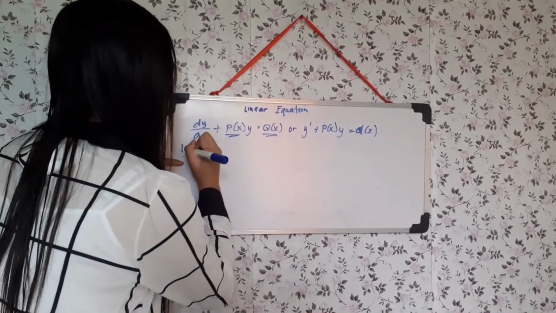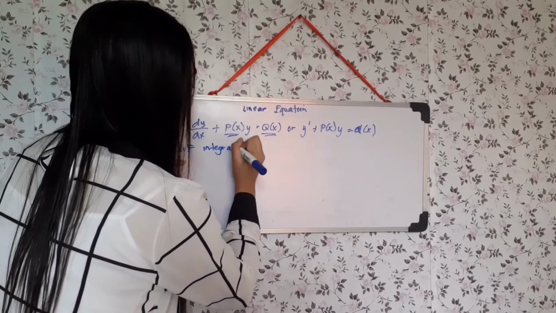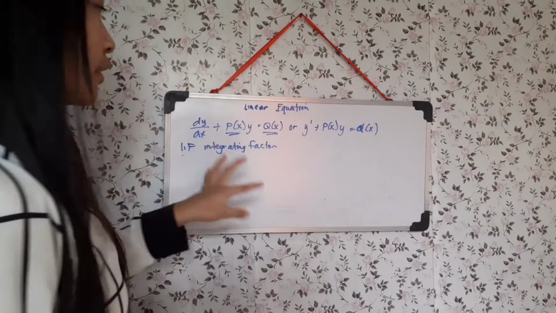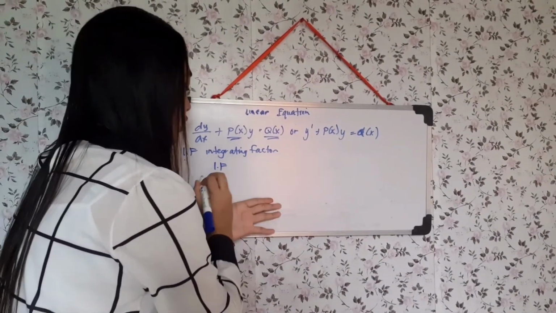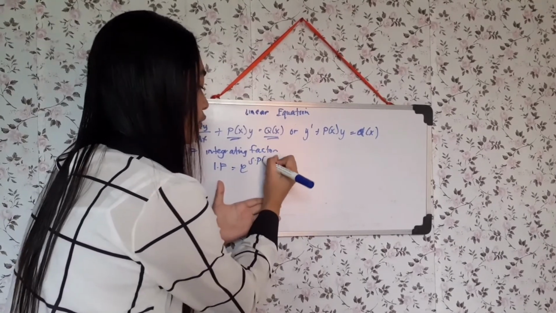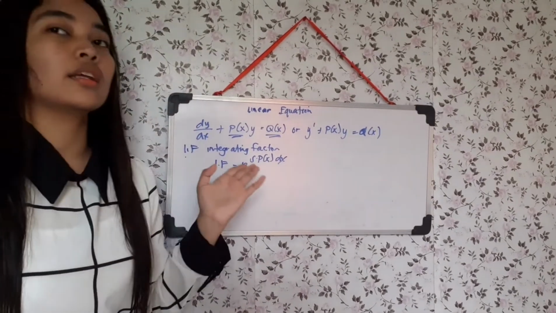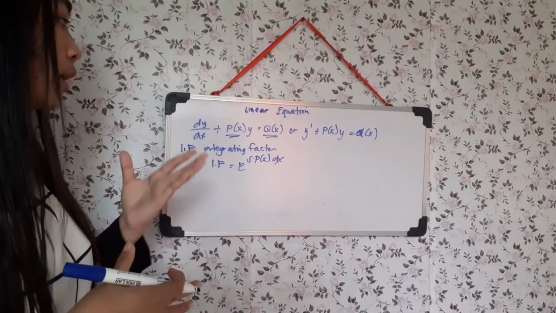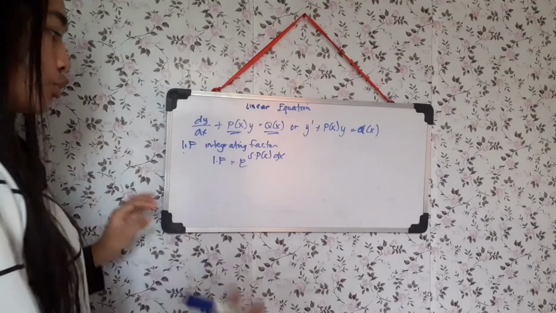After you already get the value of each, we proceed to the value of the IF, or the integrating factor. The integrating factor formula is written as IF equals e raised to the integral of p of x dx.